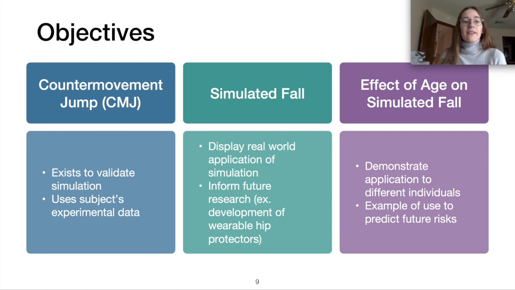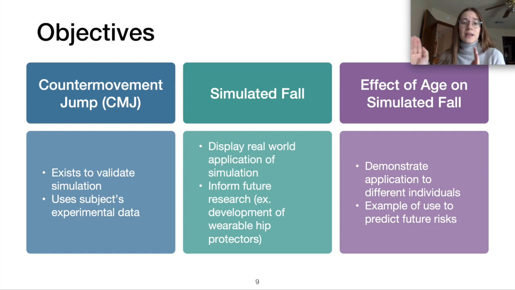So I have experimental data of myself jumping on force plates, and I wanted to see if my simulation gave me something reasonable. If I jumped and it deformed 2 meters, well, obviously, there's something wrong with my geometry or my material properties or something. So I did the counter movement jump because I have the experimental data, I know what everything should be, and I want to see if my simulation is sensible.